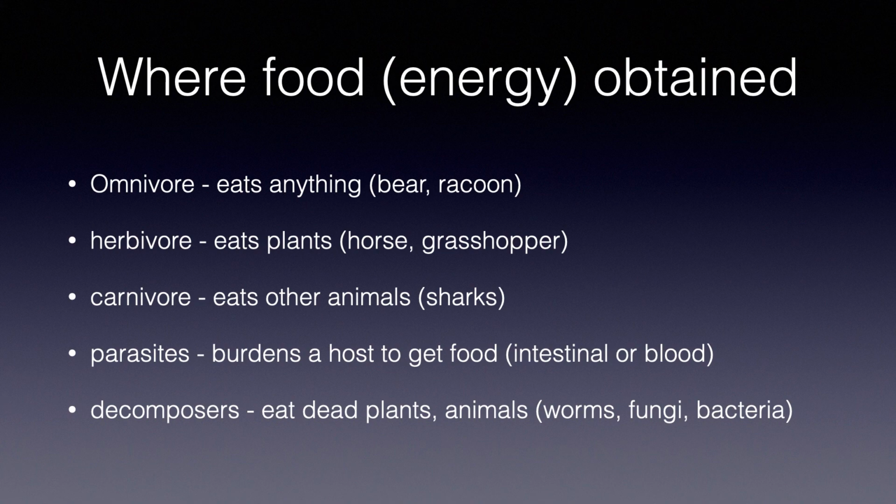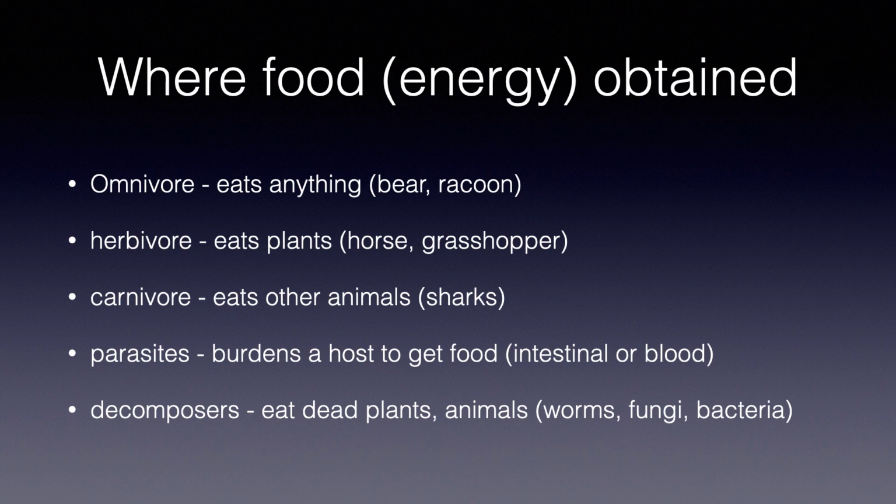So in summary, let me just highlight those vocabulary words. An omnivore is something that eats anything. We talked about bears, raccoons also. Raccoons can attack a chicken and eat a chicken, and they'll also just harvest different vegetables and things. An herbivore is something that eats only plants, such as a horse or a grasshopper. And a carnivore eats other animals, such as sharks, for example, okay?